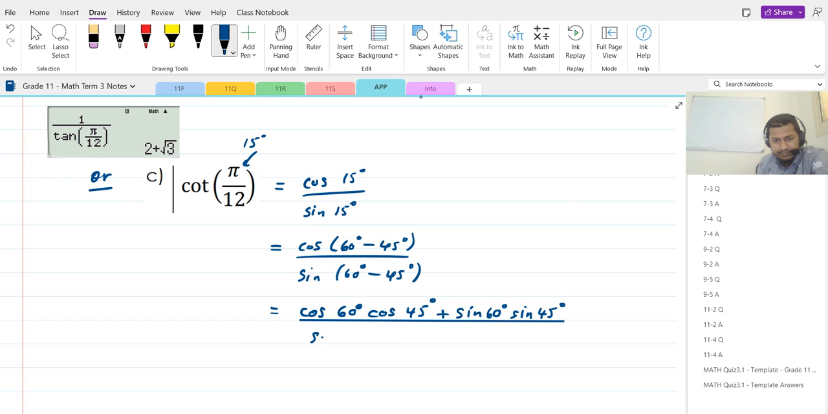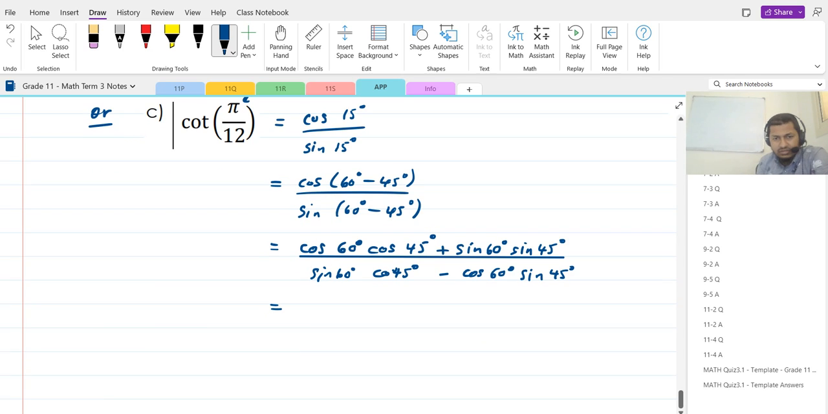sine. What's the expansion for sine? Sine start with sine, end with sine. Sine remains the same, right? And fill in the cos. Sine 60 cos 45, then cos 60 sine 45, right?